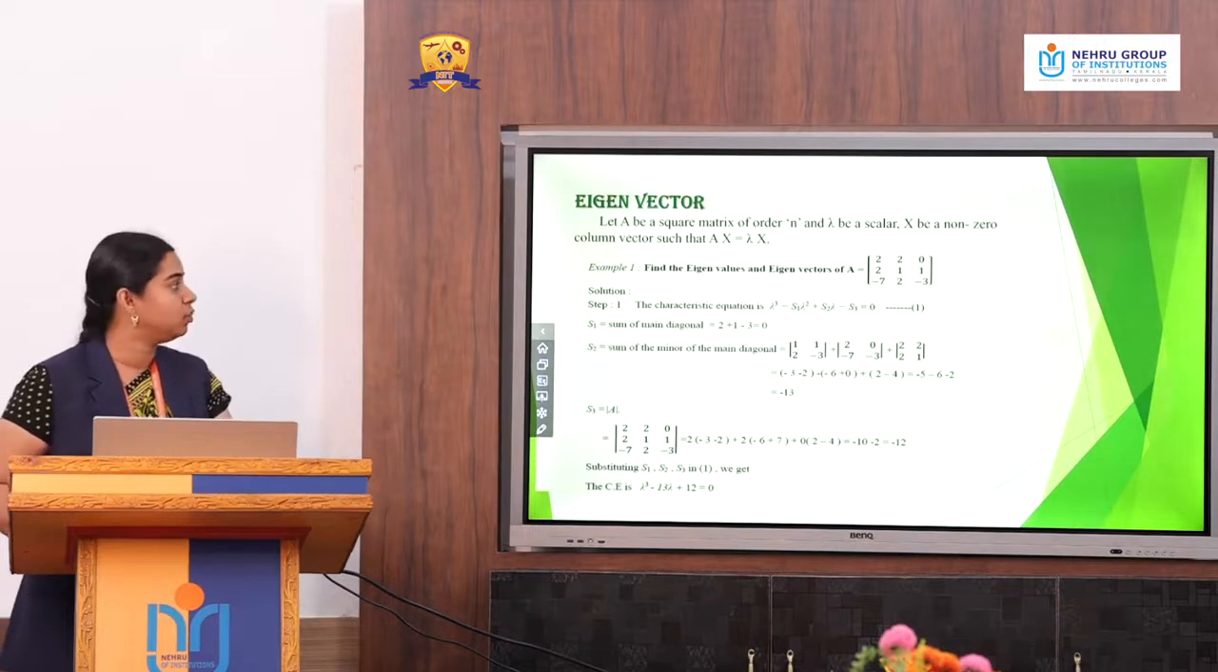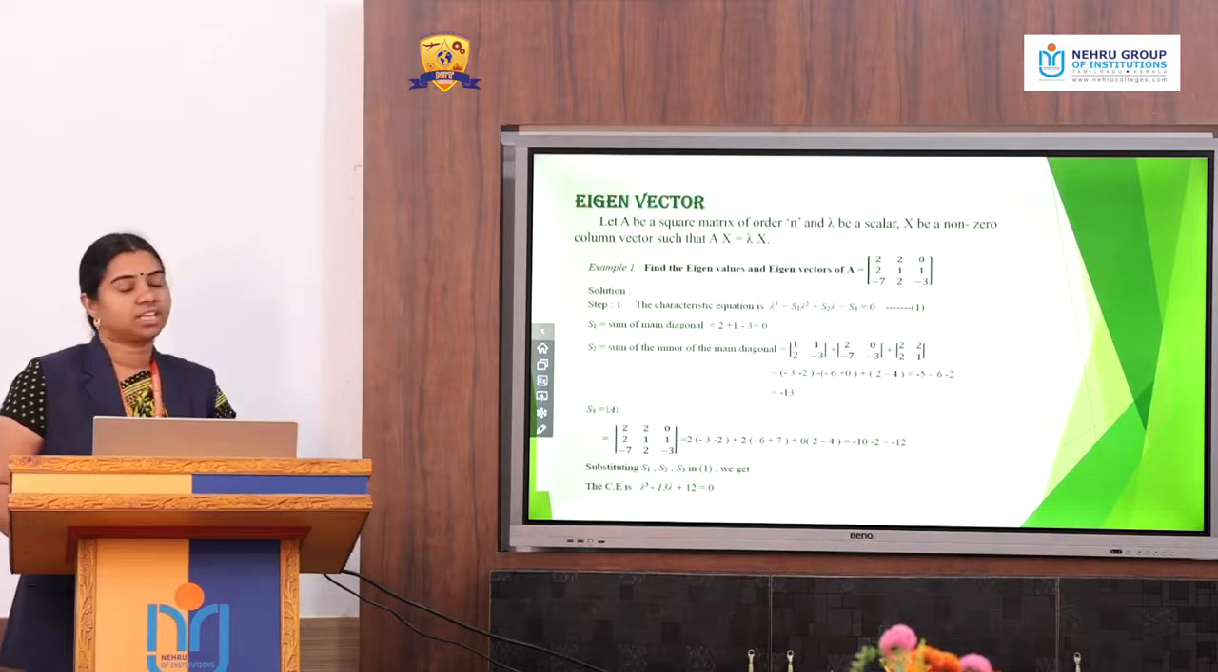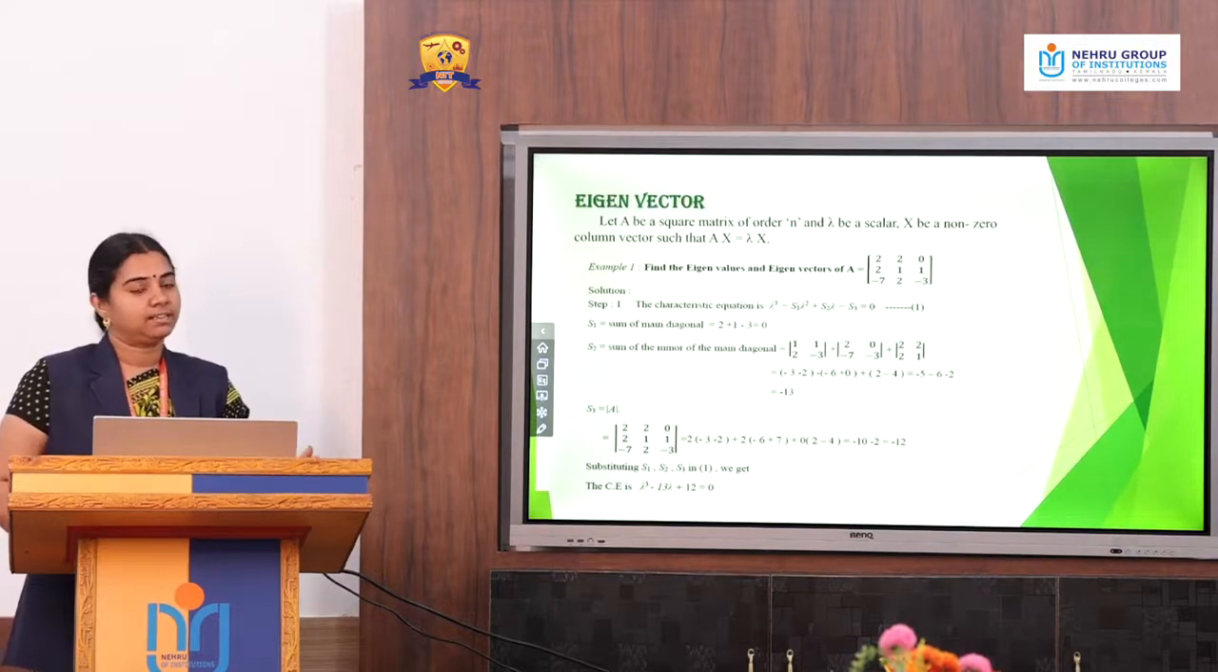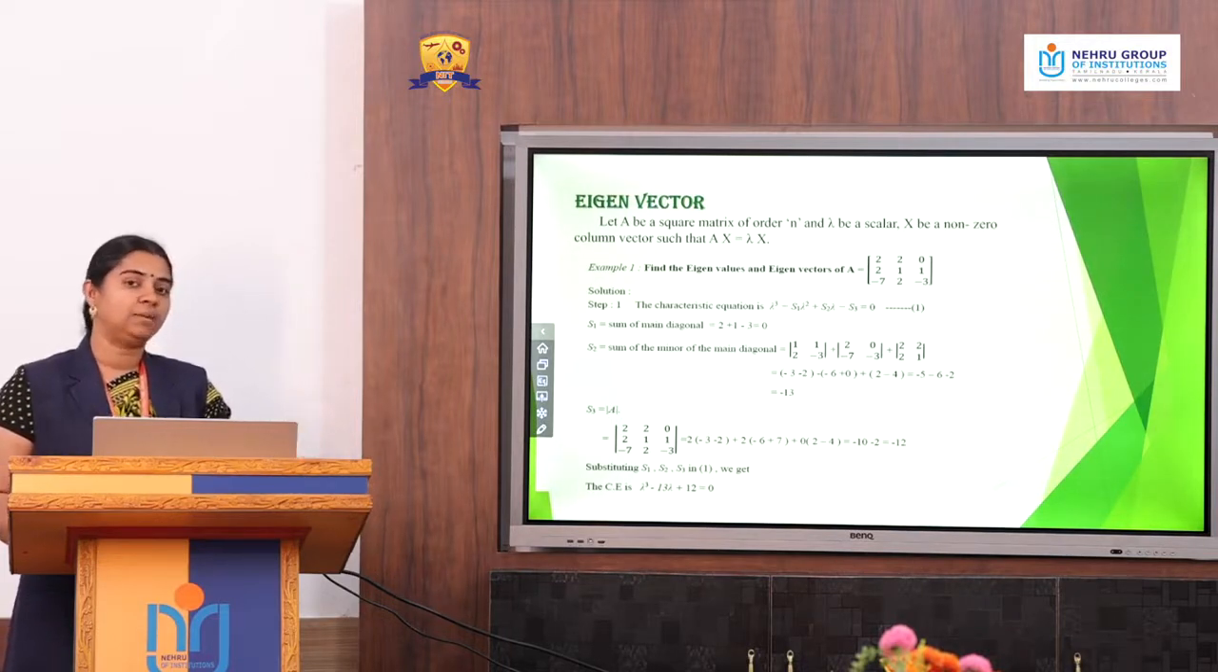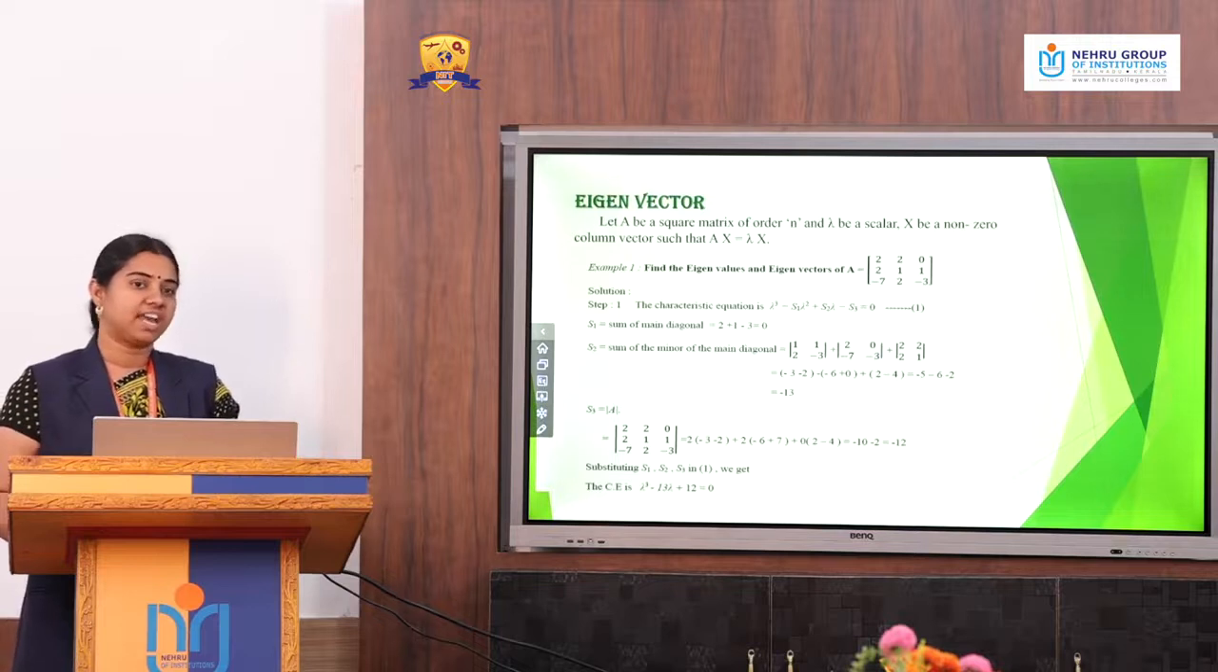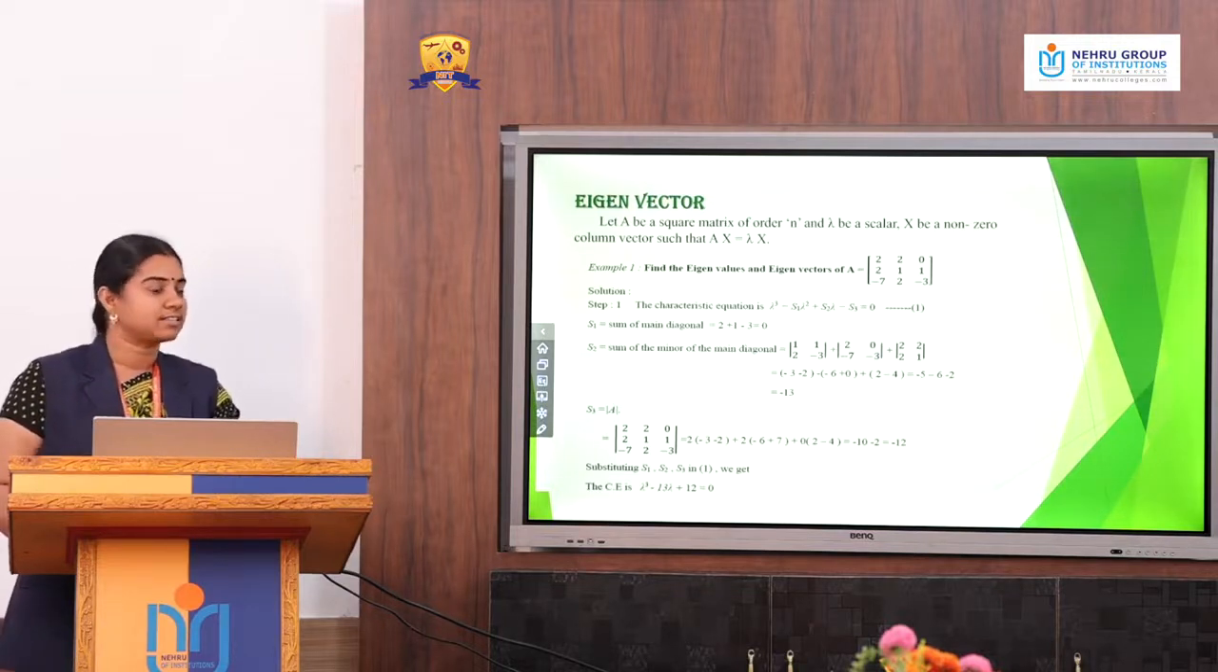Find the eigenvalue and eigenvector of a matrix. The given matrix is a 3 by 3 matrix. So if the matrix is 3 by 3, we're going to get the characteristic equation as a cubic equation. With the help of the cubic equation only, we can find the eigenvalue and eigenvector. So first of all, we start to find the characteristic equation.